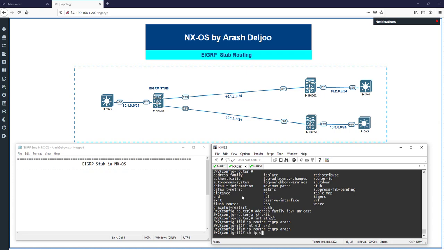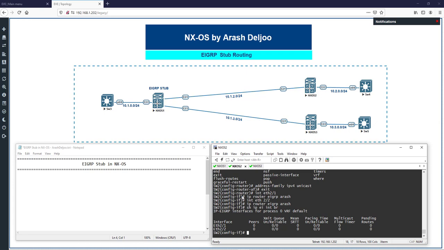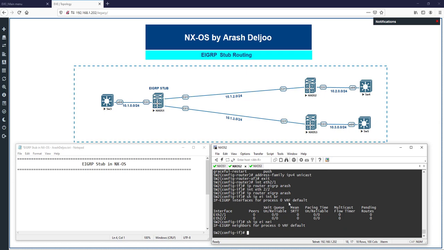Now we enabled EIGRP on these two interfaces, and show IP EIGRP interface brief can show us that we enabled EIGRP on ETH21 and also ETH22. Let's check the neighborship between router 1 and router 2, switch 1 and switch 2. Show IP EIGRP neighbors. We don't have a neighbor.